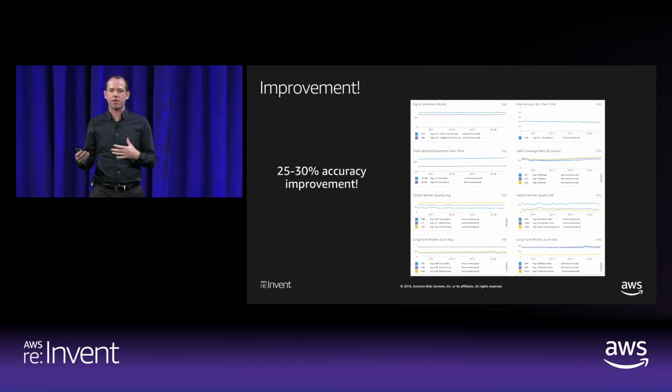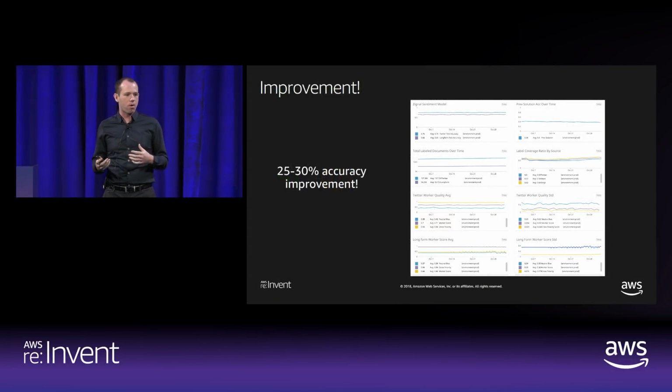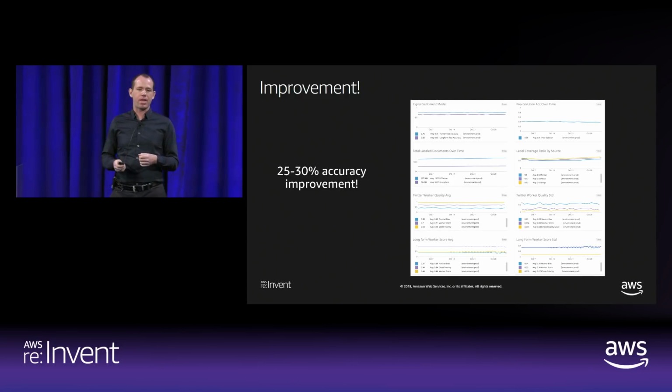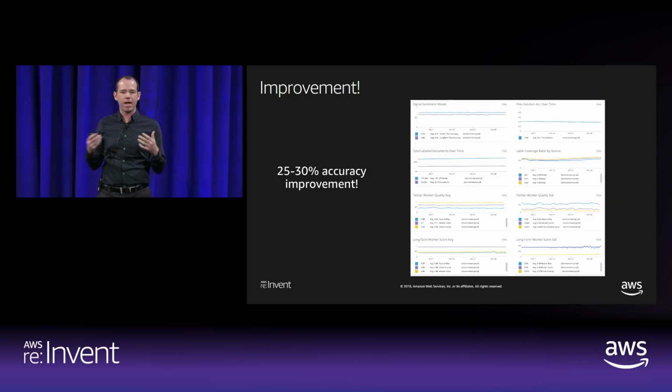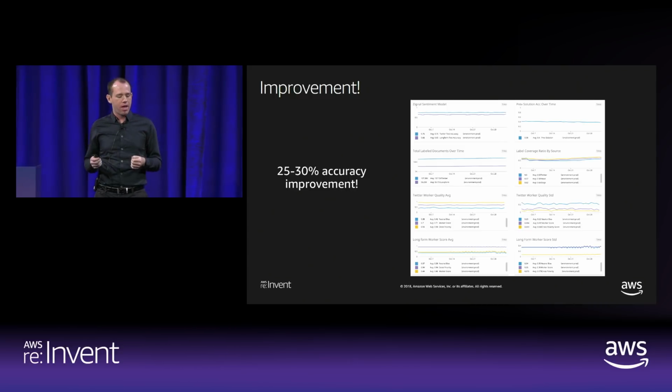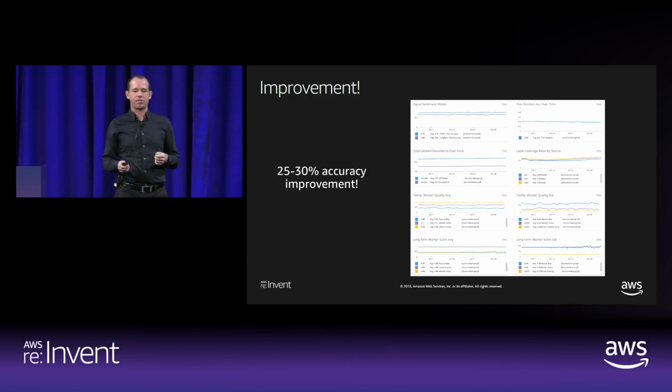So with this whole process, measuring and understanding the quality of our systems at Signal Labs is really important to us. We measured both the accuracy of the new solution that we built out and the accuracy of the old solution that we built out. And we found that we had a 25 to 30% accuracy improvement.